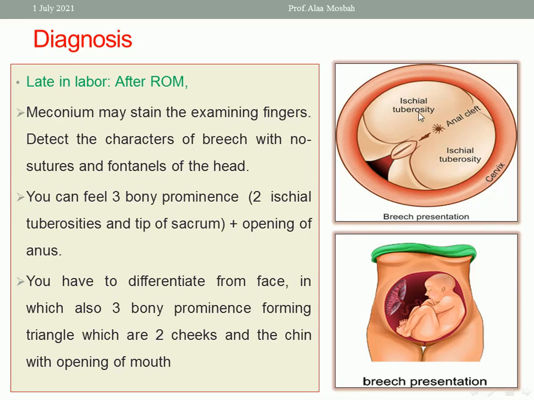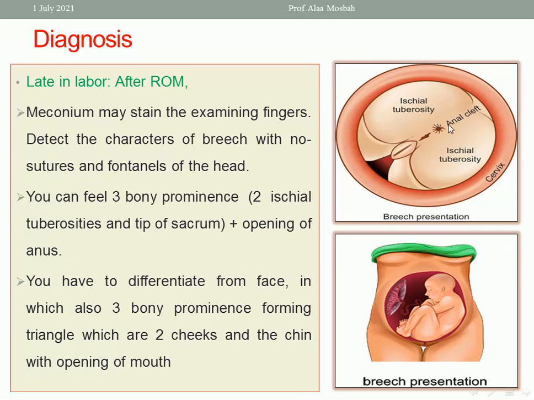Look at this picture, please. 2 ischial tuberosities, 1 on each side, and the tip of the sacrum. So we feel 3 bones, the ischial tuberosities and the sacrum. Okay, and 1 opening, which is the anus.